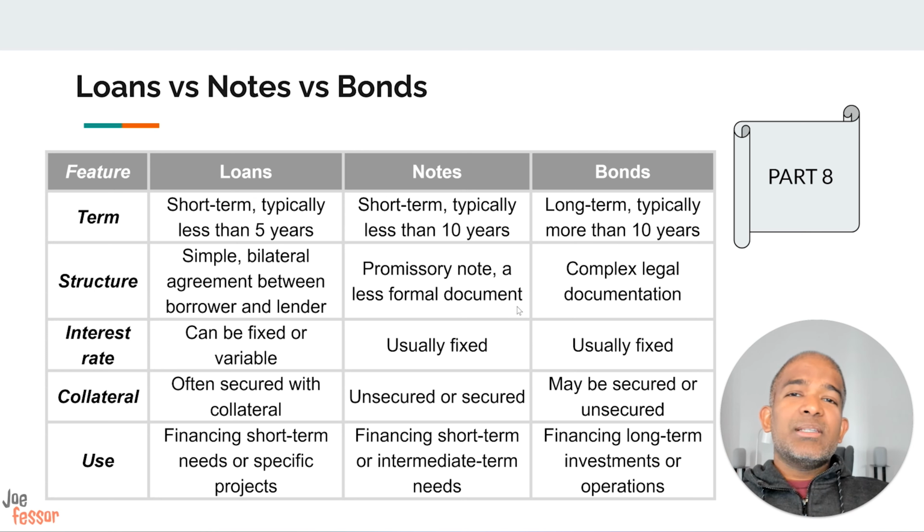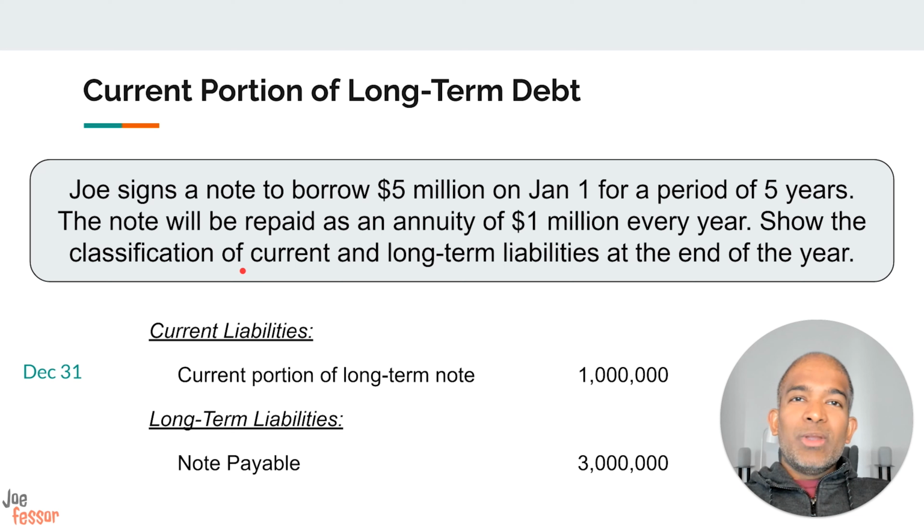We'll discuss bonds in a lot more detail in the next session, where we have the entire session dedicated to just accounting for bonds. We've discussed the differences between loans, notes, and bonds, especially considering whether they're short-term or long-term. Well, how we classify long-term debt on financial statements depends on its repayment schedule. Let's look at the concept of the current portion of long-term debt.